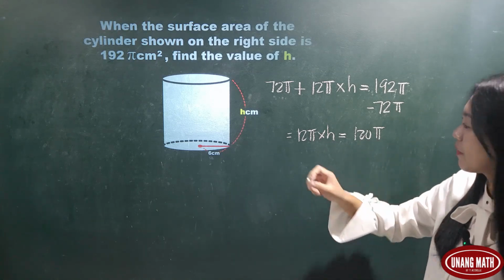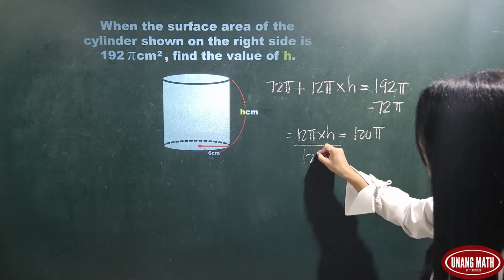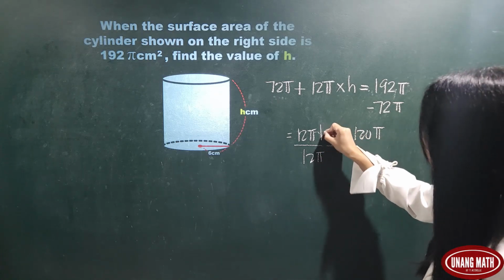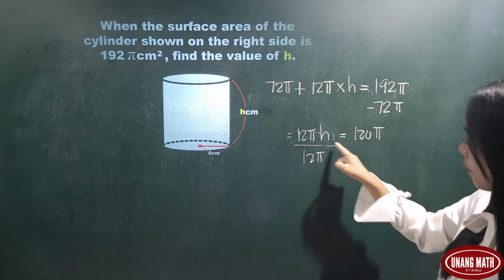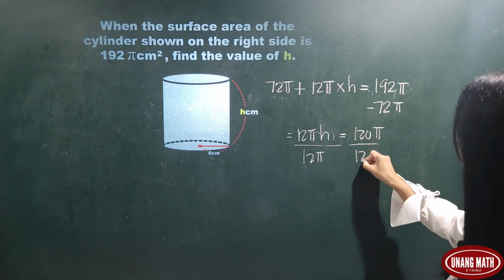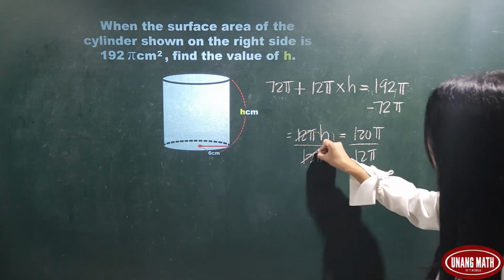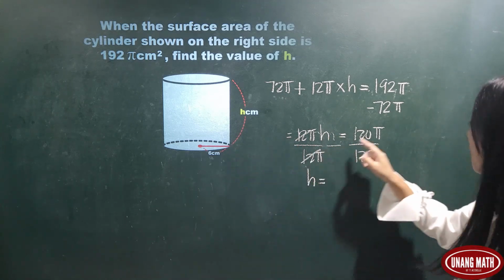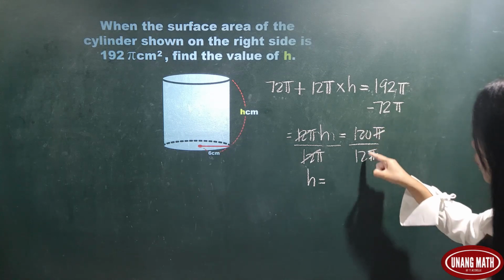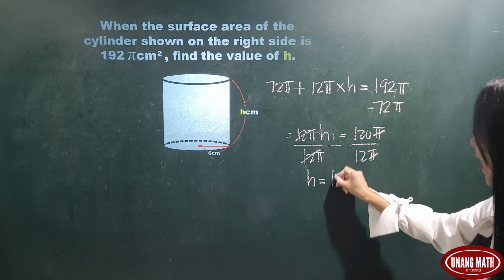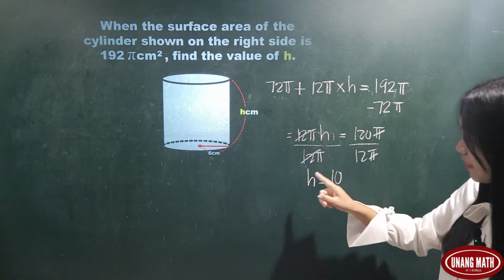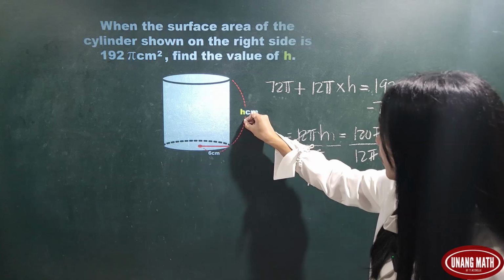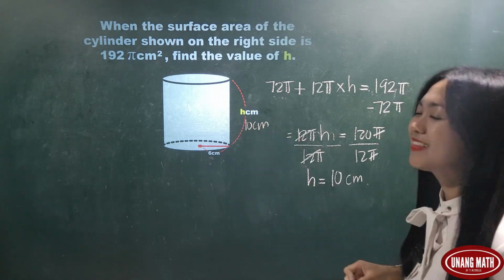Okay, we have to divide both sides by 12 pi. So we can just write this one, 12 pi h. Divide both sides by 12 pi. If we simplify, only h or height is on this side. So 120 divided by 12, then that's equal to 10. So the height is 10 centimeters. The height of the cylinder is 10 centimeters.